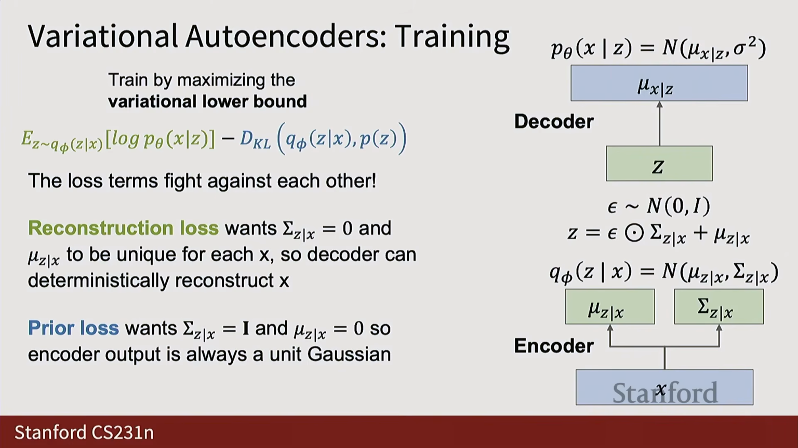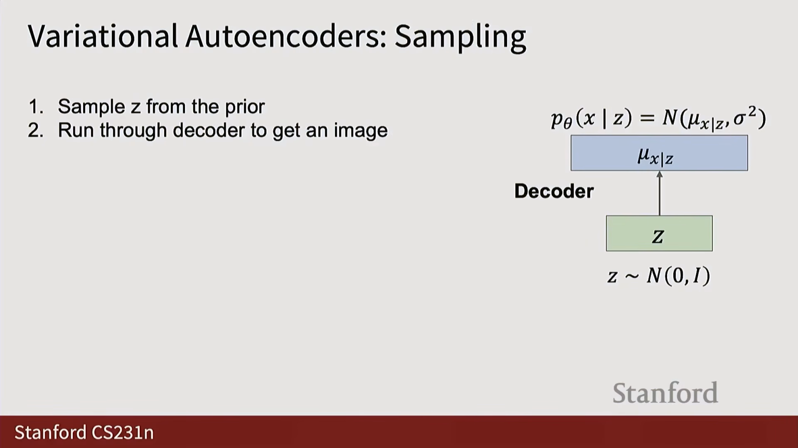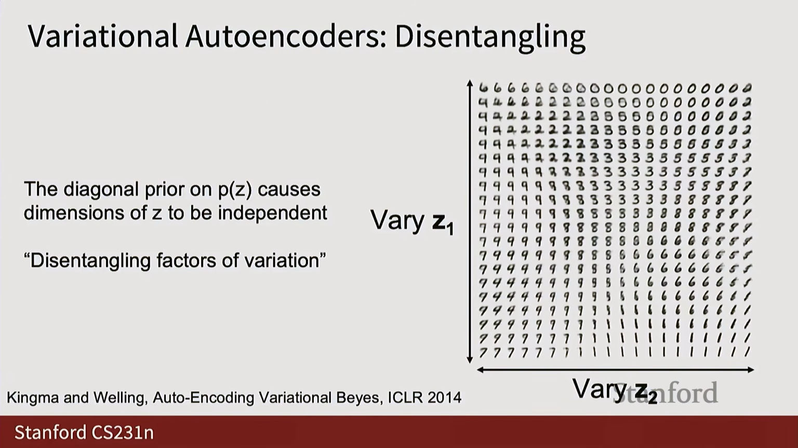But the prior loss wants the sigmas to be all 1, because it wants a unit Gaussian, and it wants all the mus to be 0, which is very different from what the reconstruction loss wants. So in the process of training a VAE, you're asking these two losses to fight against each other to find some equilibrium between reconstructing your data well and forcing your latent space to be close to your prior. Once you've trained it, you can sample z from your prior, run it through the decoder, and get a sample.